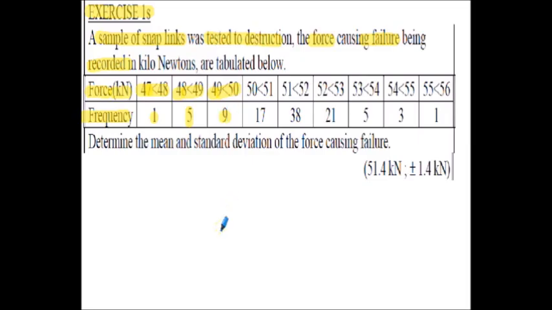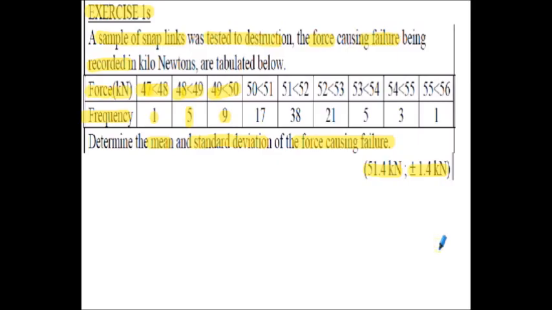When you come to do the calculation on this, make sure you take the midpoint of each of those categories. So for the first one it would be 47.5, for the second 48.5, then 49.5, and so on. What you've got to do is work out the mean and the standard deviation of the force causing the failure, and use the tabular approach shown in the previous slide. The answers are given here for your reference. The mean is 51.4 kilonewtons and the standard deviation is 1.4 kilonewtons.